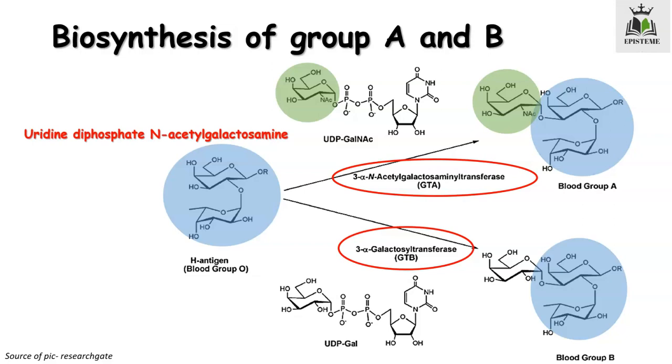If a person has GTB, this GTB utilizes the UDP-Gal substrate, that is uridine diphosphate galactose, and will transfer the galactose from UDP-Gal to the H antigen, and as a result we now have blood group B.